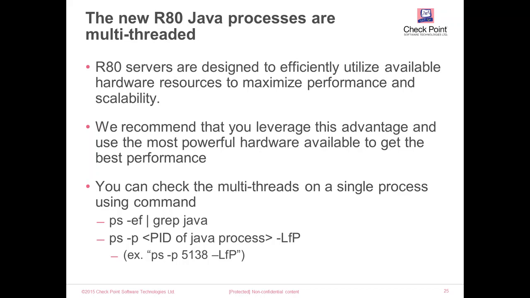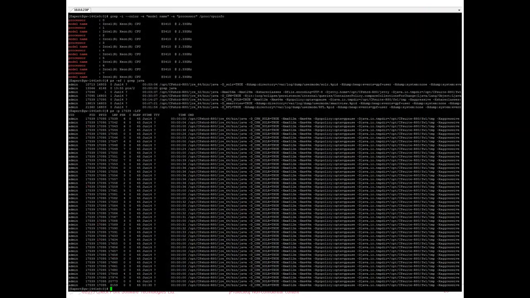If you want to check the multi-threads on a single process, you can first try to grep different Java processes with ps -ef. Then you can search for a specific PID, for example ps -p and the PID of the Java process you want to look at, for example, let's say CPM. Then you use the flags -LFP to see all the different threads. So here's an example where we're looking at the different Java processes. In this case, we're specifically looking at a Java process with the PID 17539. So 17539 is the Solr process doing indexing of logs and database objects.